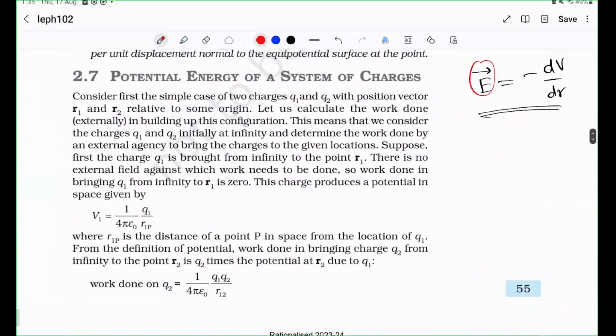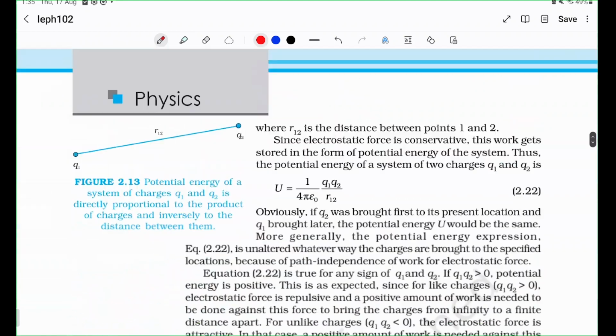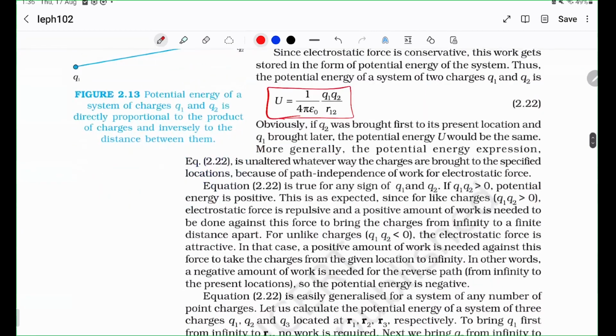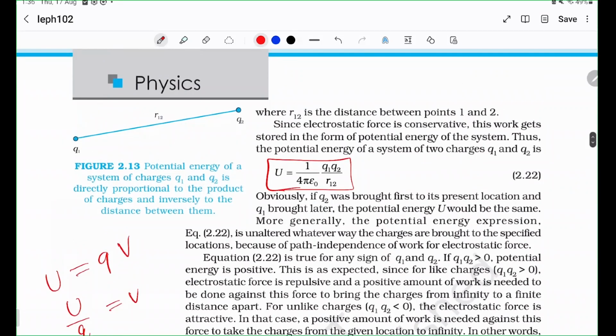Okay, I think now we come to the potential energy of a system of charges. By the way, the potential energy is 1 by 4 pi epsilon naught Q1 Q2 by R. I think that is fairly obvious, because we started out defining the potential as the potential energy per charge, right? This is how we define potential. So it makes sense that U itself is Q1 Q2 by 4 pi epsilon naught R12, where R12 is the distance between them. Remember that there is no vector here. Potential energy is also a scalar.